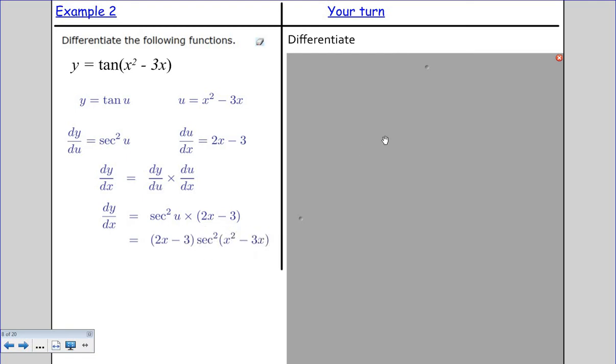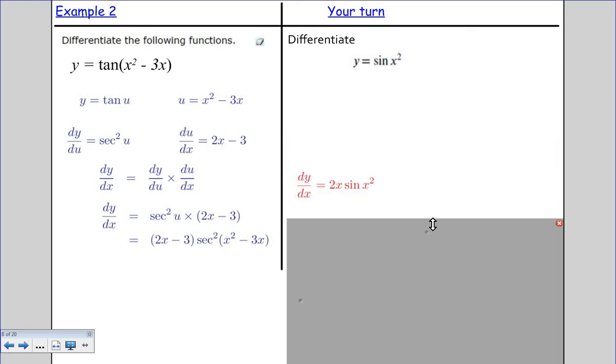And there's the answer. So your turn, you have a go at this one. And this is the answer you should get.